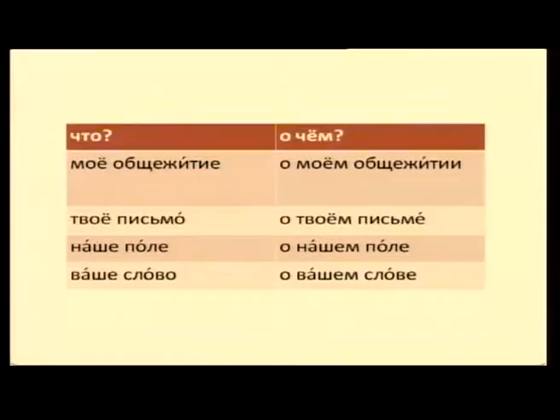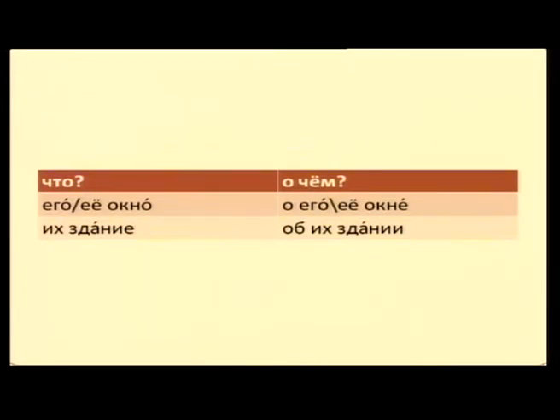Please pay attention to this slide and see how these свой, своя, своё and свои are being used. Before that, we know that the neuter gender also qualifies like the masculine gender, and the changes are more or less the same. Let's take a few examples. We have моё, твоё, наше, ваше, его, её and их. Accordingly, they are changed: в моём общежитии, в твоём письме, в нашем поле and в вашем слове. If we take two more examples of neuter gender like окно and здание: в его окне, в её окне and в их здании.